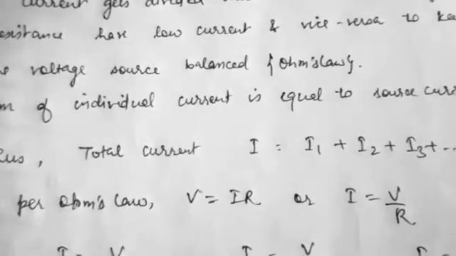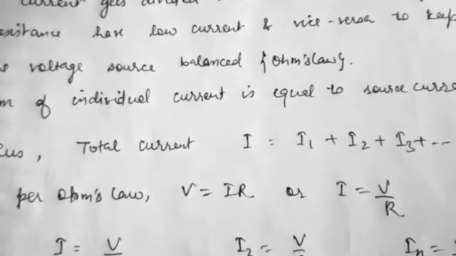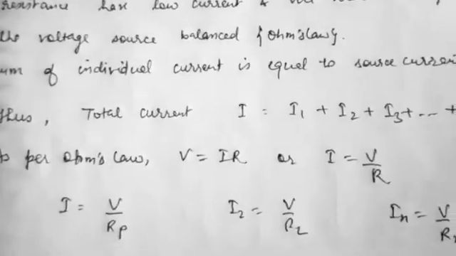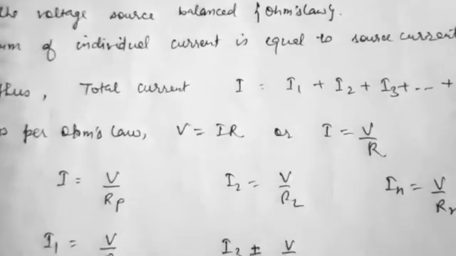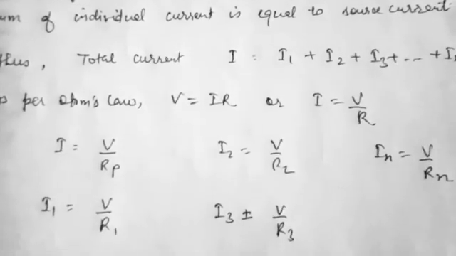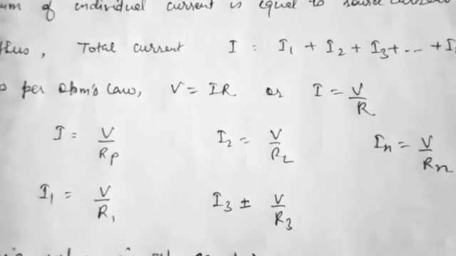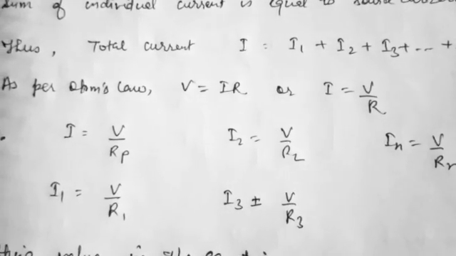Higher resistance has lower current and vice versa, to keep the voltage source balanced, that is by Ohm's law, and the sum of individual currents is equal to the source current. Thus we can write total current I is equal to I1 plus I2 plus I3 and so on till IN, and as per Ohm's law V is equal to IR, we can calculate I is equal to V upon R.